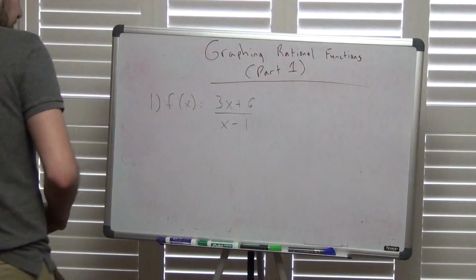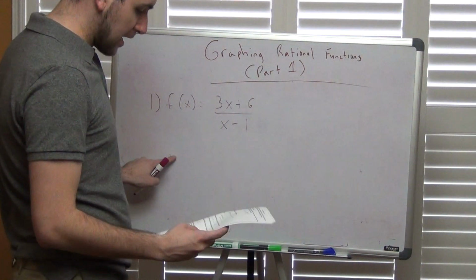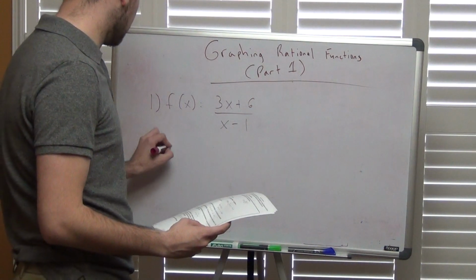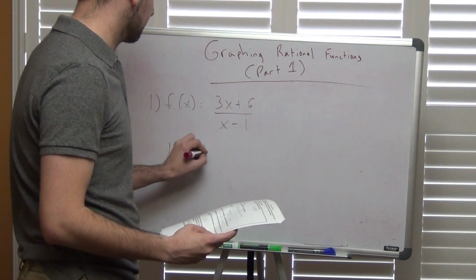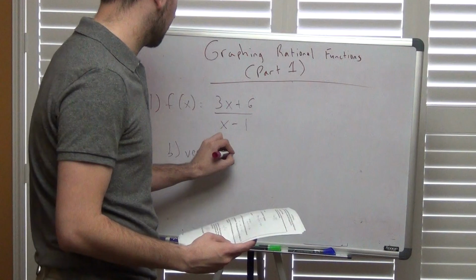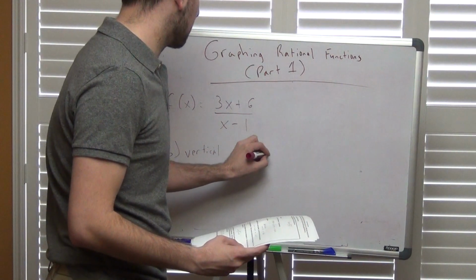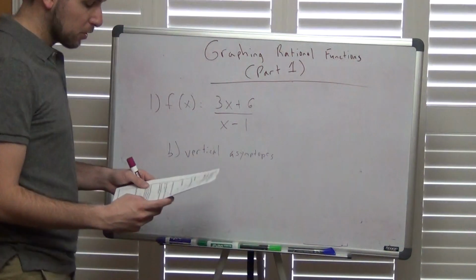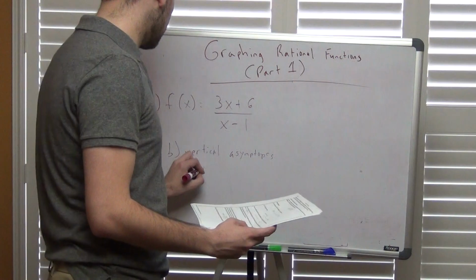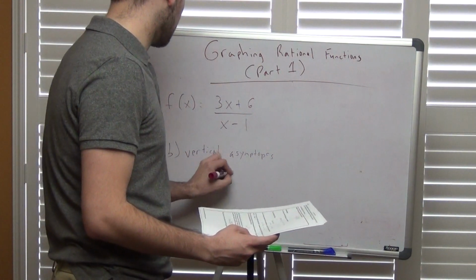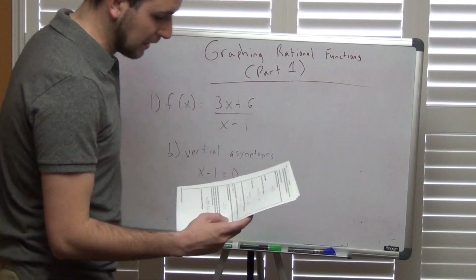All right, so next, part B asks you to find the vertical asymptote. To find the vertical asymptotes, what we're going to do is we just set the denominator equal to 0. So I'm just going to set x minus 1 equal to 0. So I add that. So x equals 1 is my vertical asymptote.